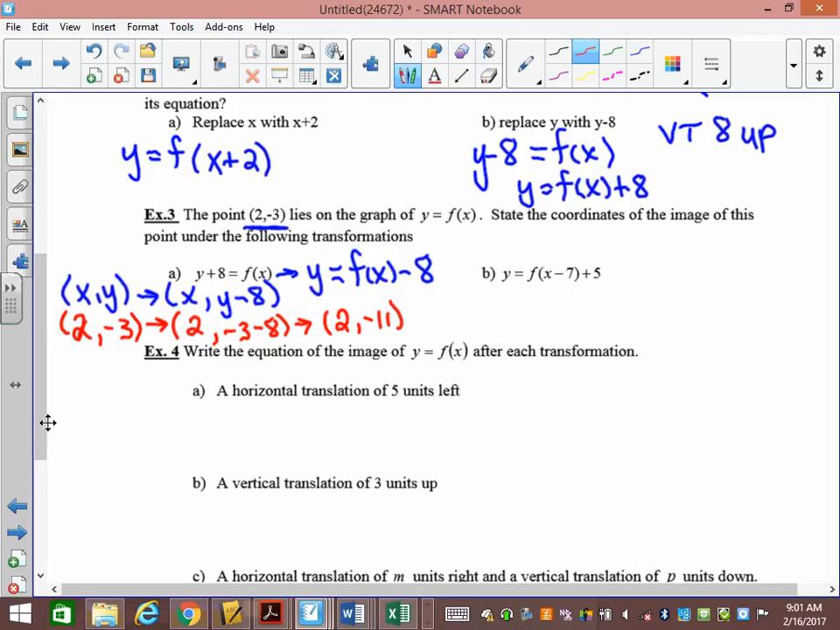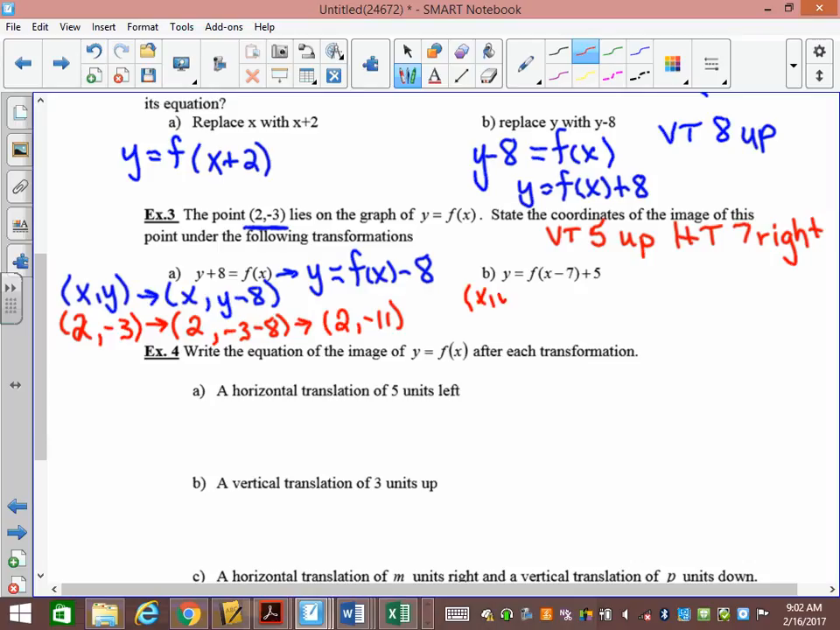Okay, so here we have a vertical translation 5 up and a horizontal translation 7 right. Now mapping is you're just doing what you're saying. You're saying I'm going 5 up and I'm moving 7 right. So I'm going to change my point to move 5 up and go 7 right, correct? So mapping is just what you're saying you're doing.